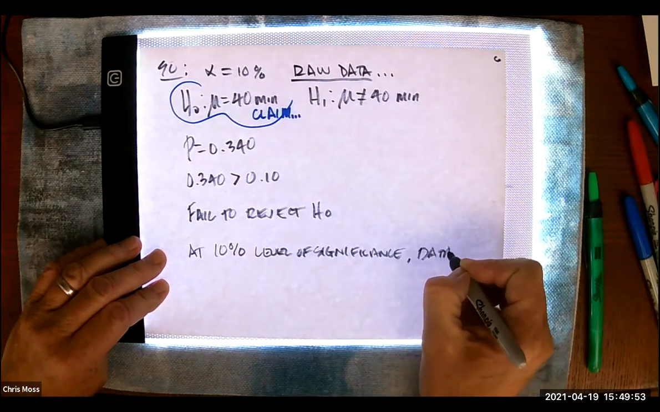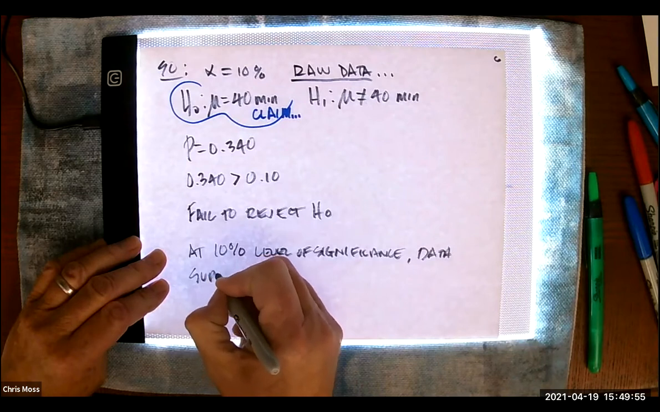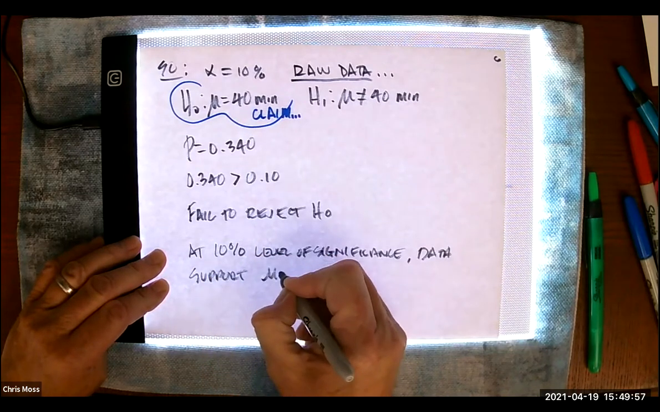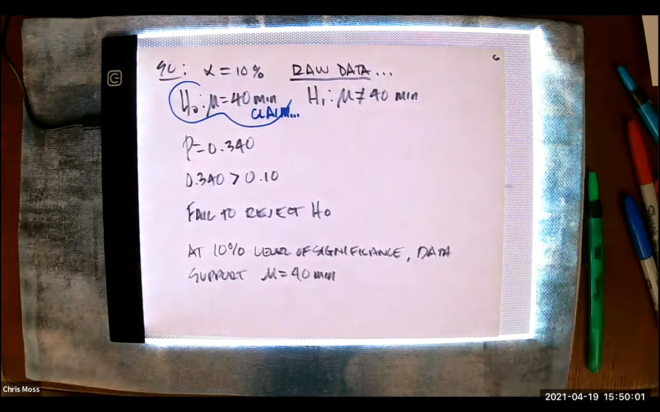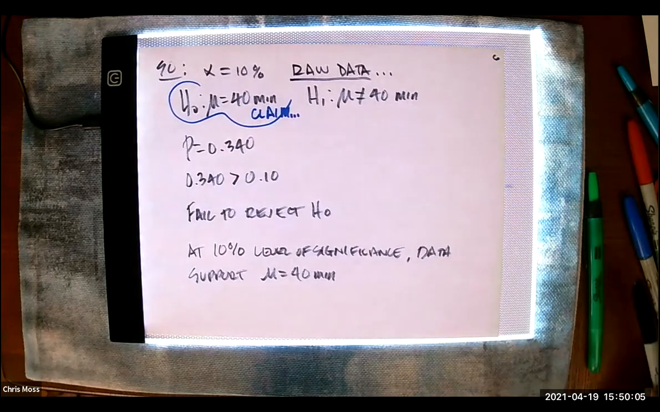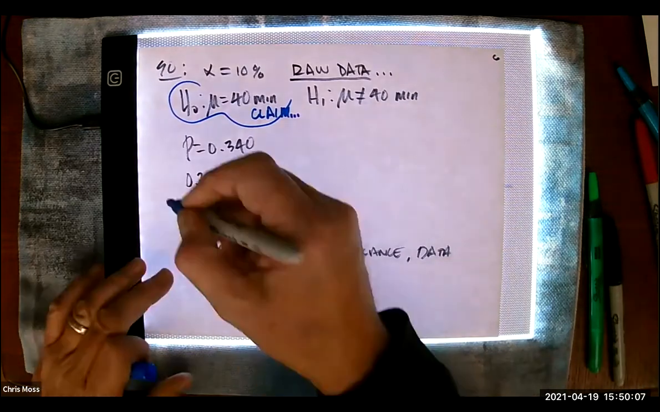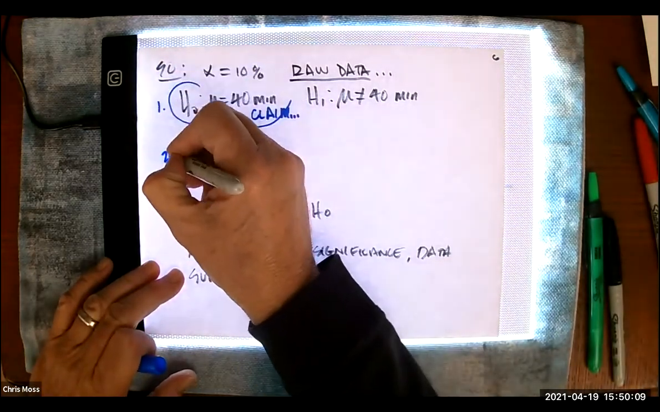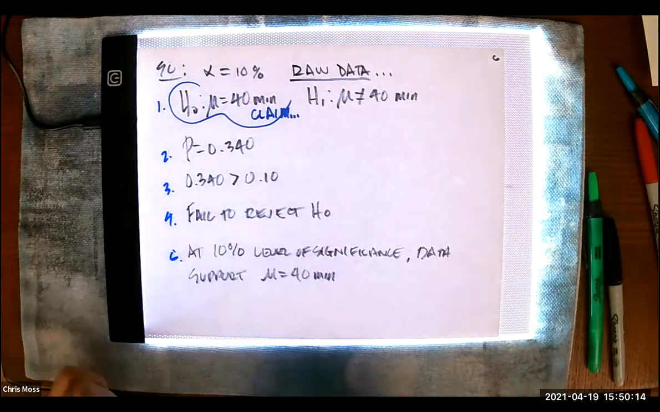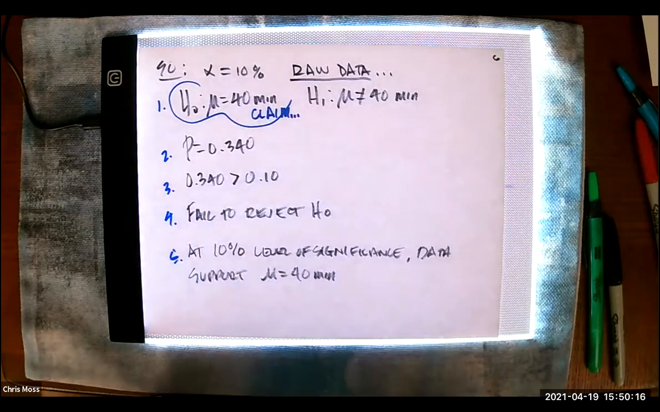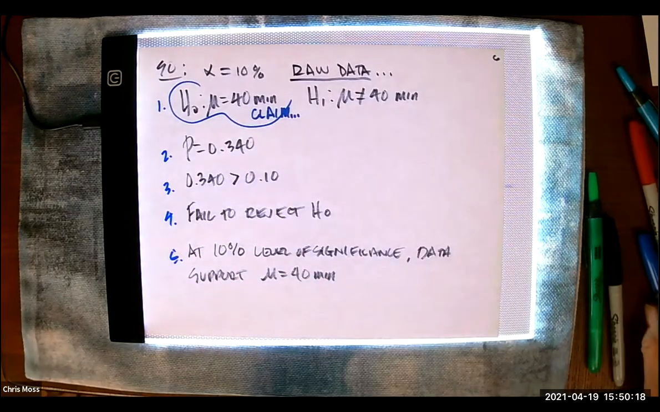the data support mu equals 40 minutes. You could also say alpha equals 10% or alpha equals 0.10. But here again, you have to count them out: 1, 2, 3, 4, 5. So they always have 5 steps. That's the way they always look. So there we go.